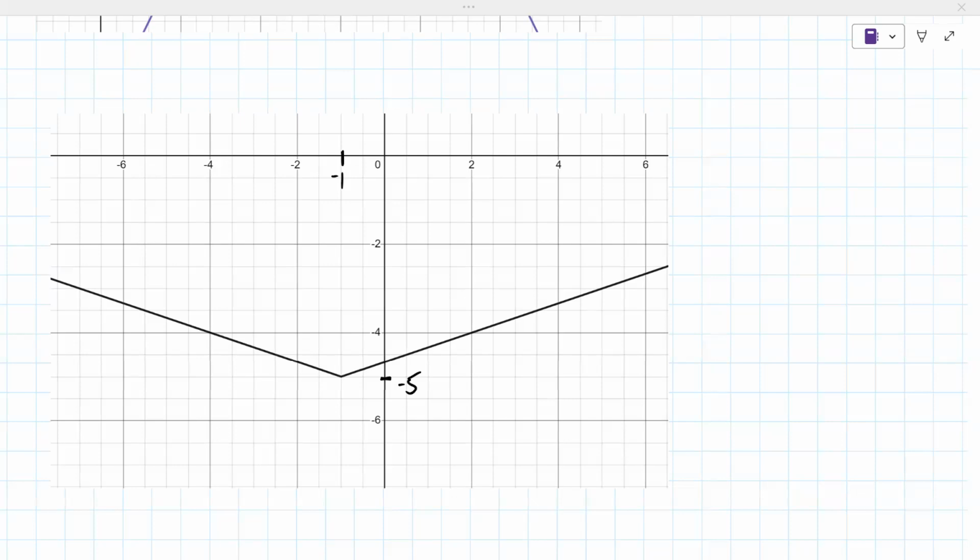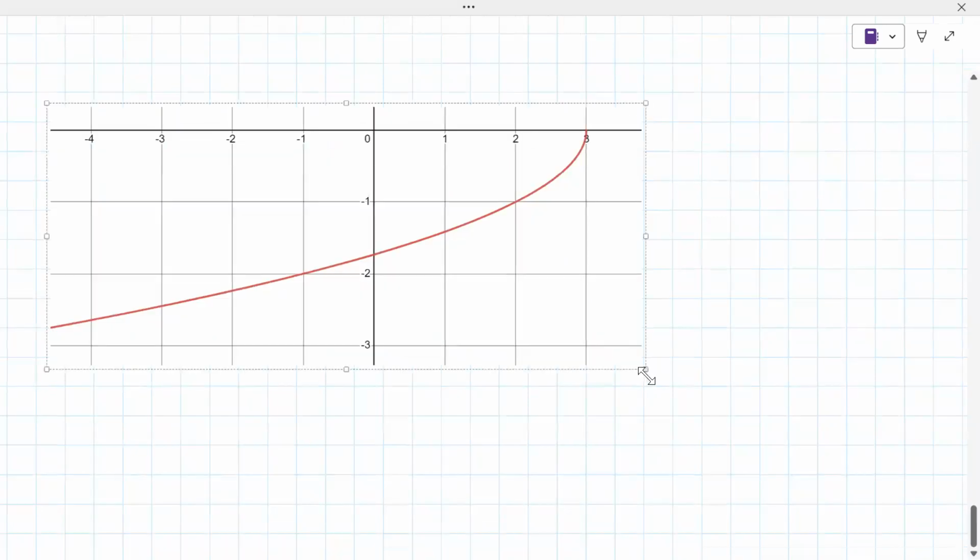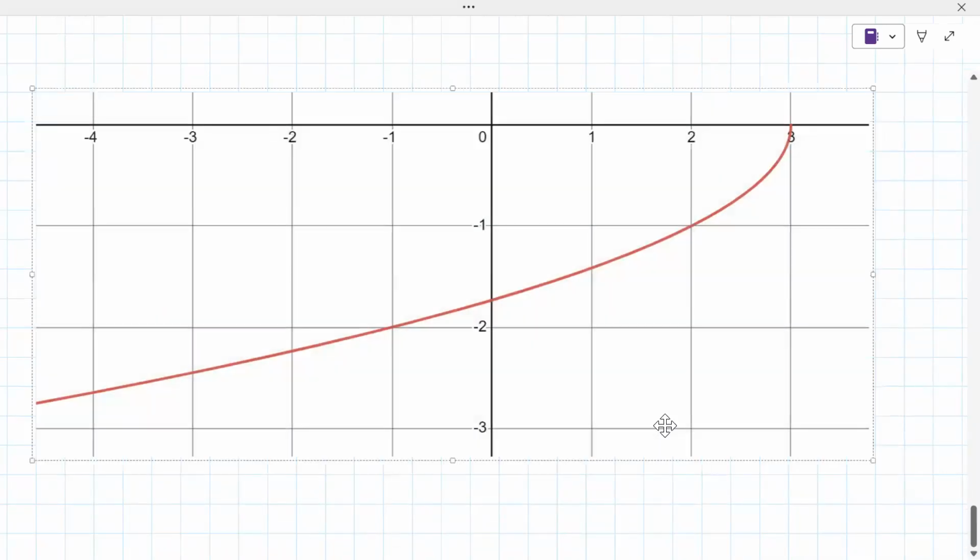Okay. I have 1/3 absolute value x plus 1 minus 5. Good. All right, let's try another one here. So here is a new function for you to think about. And I adjusted the grid lines, so this should be easier for you to reconcile.